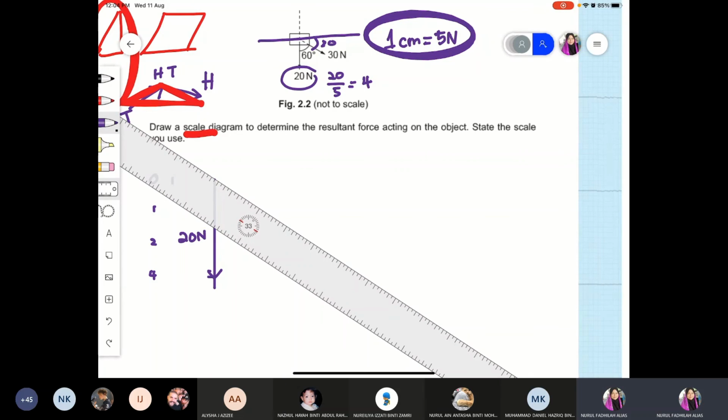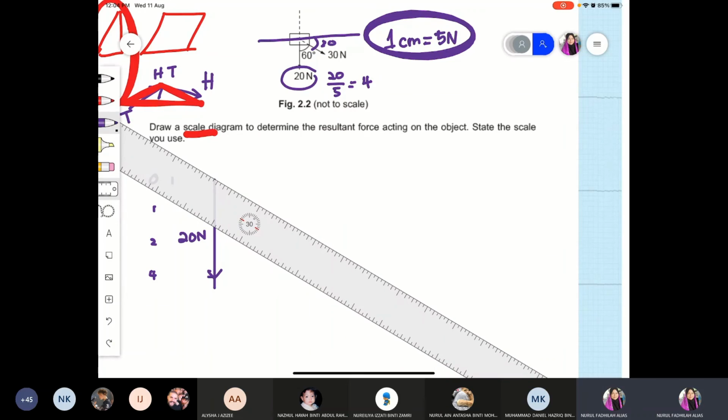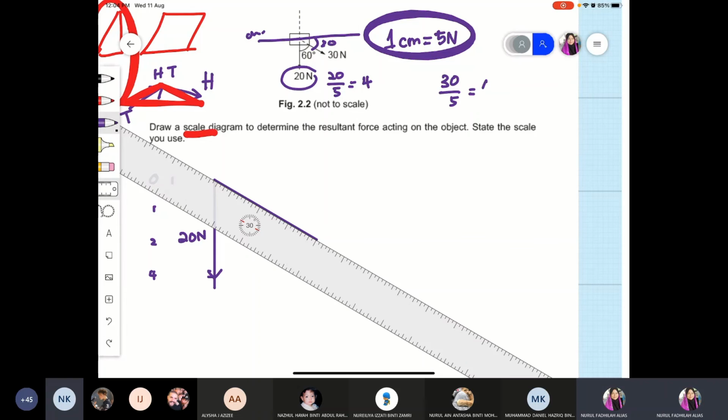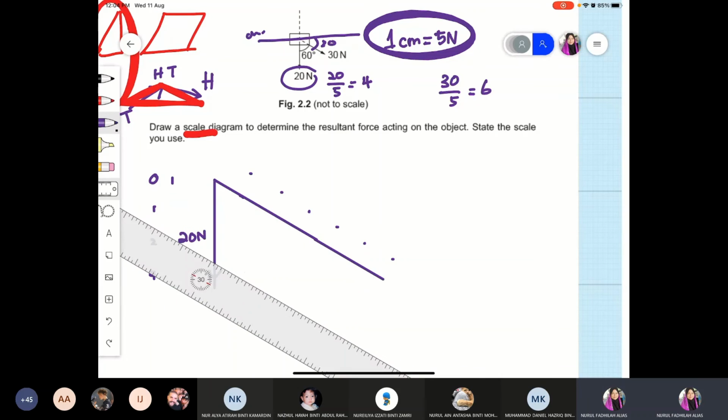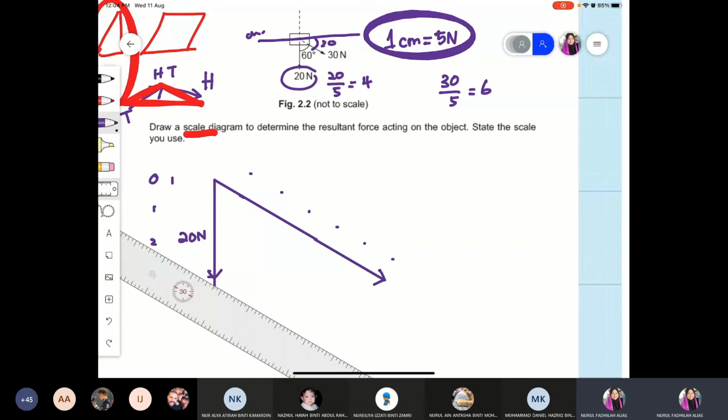Okay, daripada sini saya pergi 30. The reason I do 30, saya buat 30 sebab saya measure daripada original ni kan. Okay, so from original ni, berapa dia? 30. Kalau 30 berapa cm kita buat? 30 divide by 5. Berapa? 6. 6 cm. Jadi kalau saya start daripada situ, so sini 1, 2, 3, 4, 5, 6. So I should stop there. Okay, so itu adalah my 6 cm.